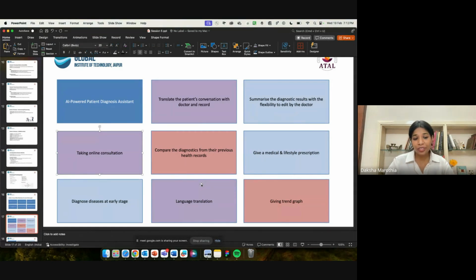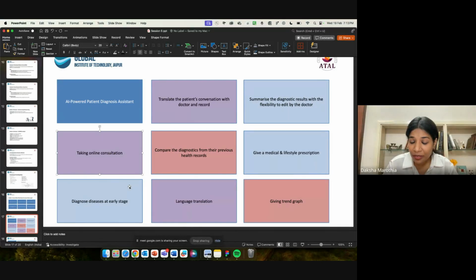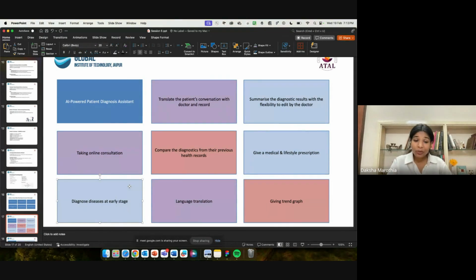And do you also think that diagnosing diseases at an early stage and giving trend graphs are somehow related? Yes, but after trend graphs, diagnosing diseases at an early stage would get derived out of it. It can be clubbed, yes.